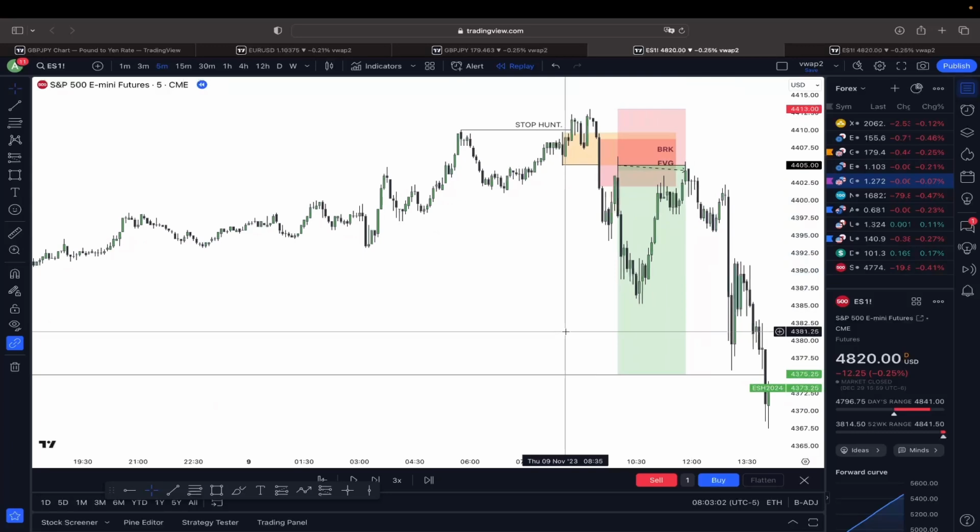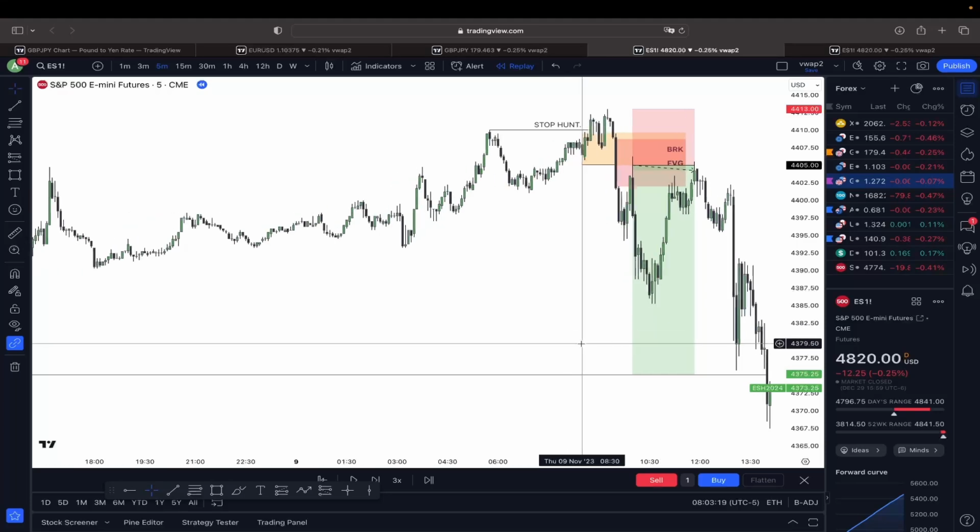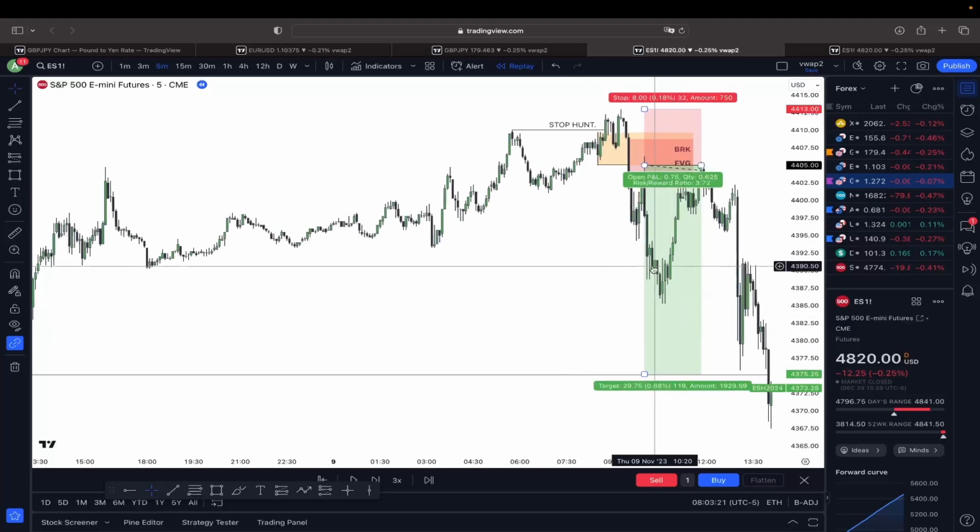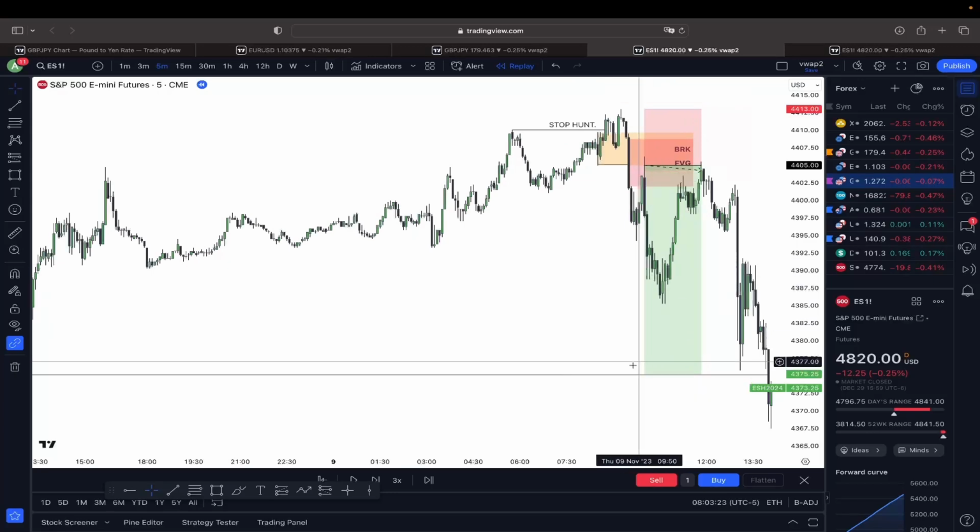If you're wanting a more mechanical way, I suggest using the 2RR, 2 risk reward, kind of stop loss and TP placement. If you're looking for potentially passing your accounts quicker but maybe more risk, have a look at the next draw on liquidity. You can obviously take partials at a 2RR and then hold to the next draw on liquidity. It's up to you.